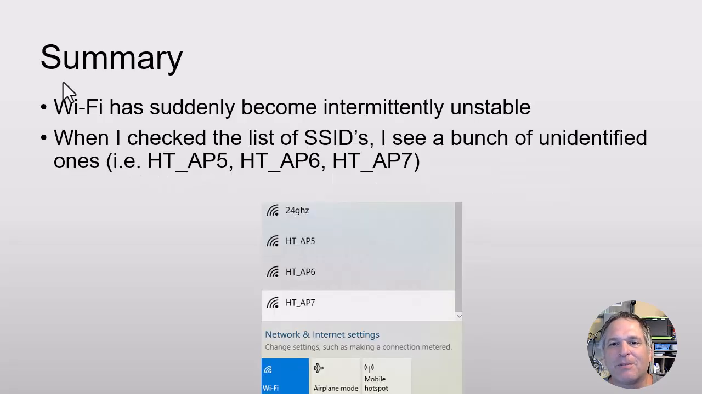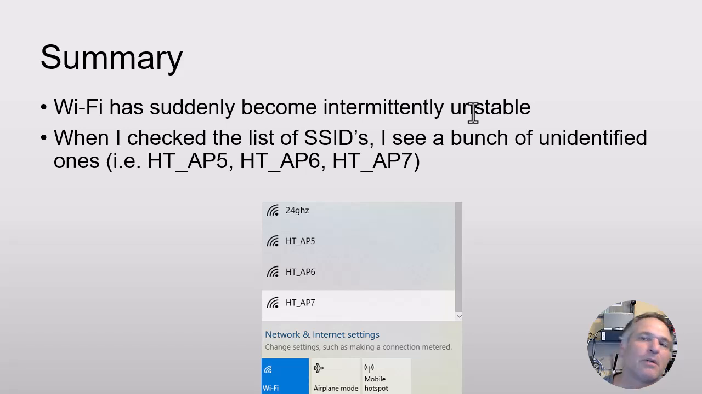So the summary of the problem is pretty simple. Wi-Fi has suddenly become intermittently unstable. It's just literally out of the blue. And so it doesn't matter how close you are to the access point, what SSID you were on, you just get kicked off and then you reconnect, and then sometimes you can't connect.